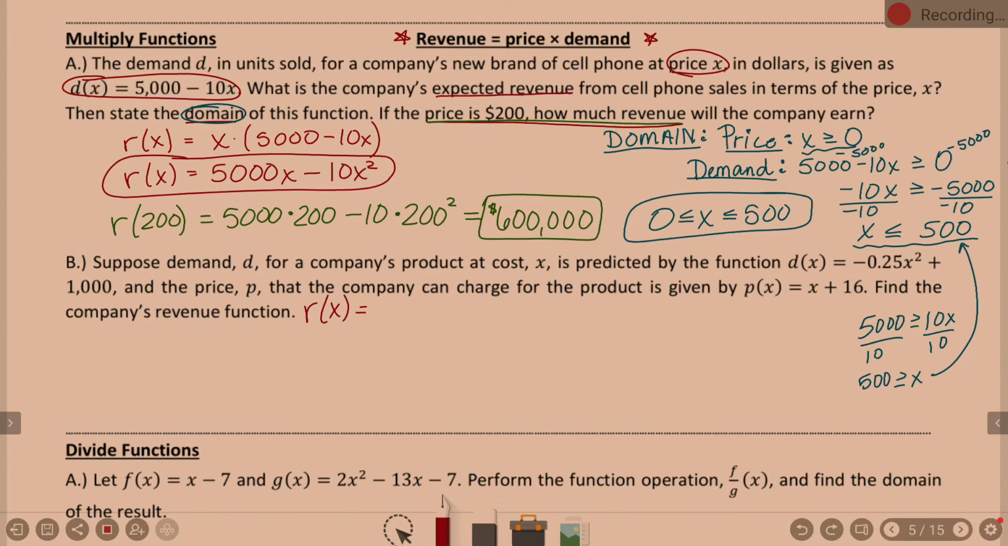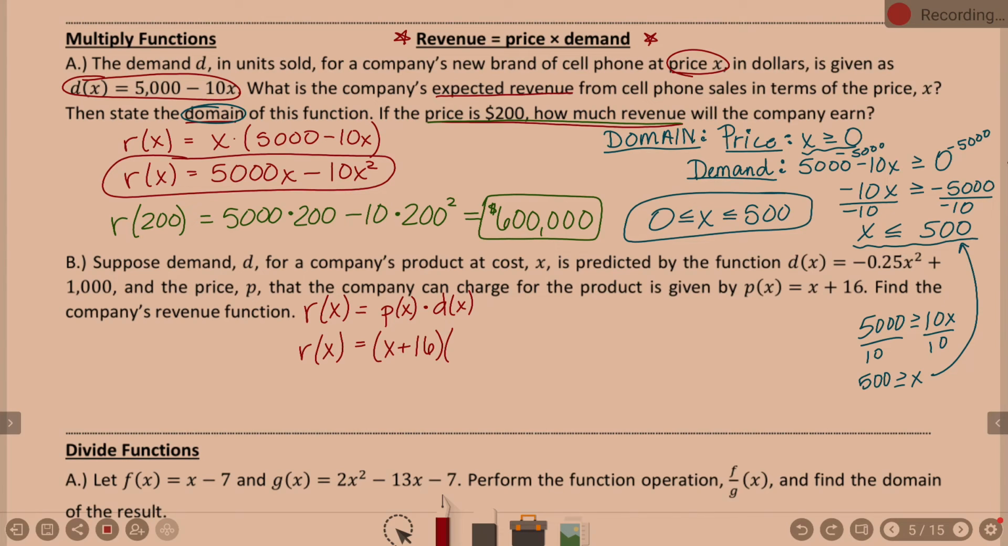Price times demand. It says it right there, doesn't it? So price times demand. And if you want, I can say P of X times D of X. What is my price? X plus 16. Times, what is my demand?